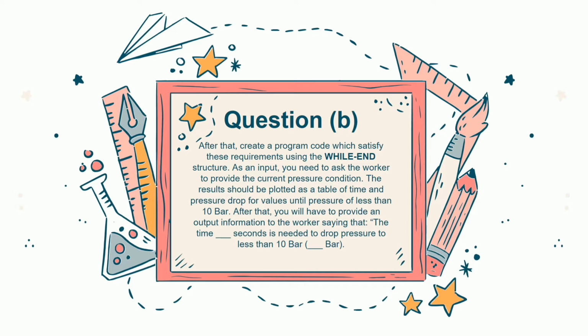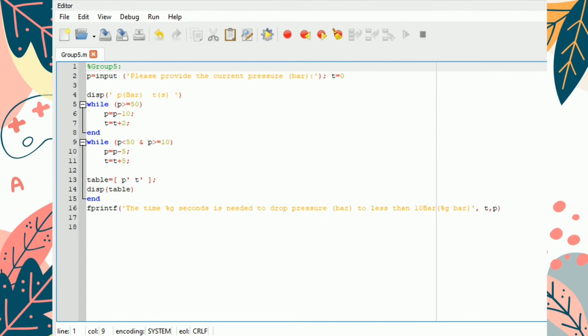The result should be plotted as a table of time and pressure drop for values until pressure is less than 10 bar. After that, you will have to provide output information to the worker saying that the time in seconds is needed to drop pressure to less than 10 bar. The steps to solve this question are: in question B, we need to create a program code using the while and structure.